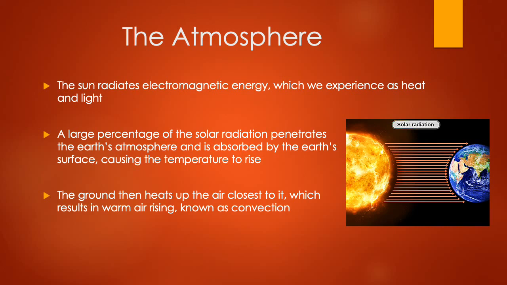As this radiation hits the Earth, it will heat the Earth and then also heat the ground around it. As this ground heats up, it will also heat the air just above it, and that will cause air to rise, and this is known as convection. Okay, convection is where air is heated from below, and then the air is rising up as it goes up into the atmosphere.